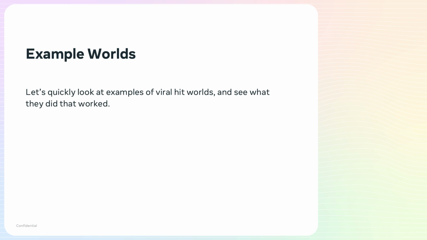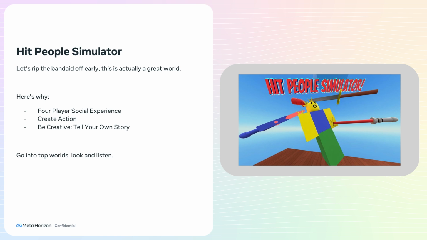So we're going to quickly look at some viral hit worlds and see what they did that worked. And I'm going to prepare you, get a glass of ice to dump on your head, because the first world is Hit People Simulator. I know, we're ripping this Band-Aid off early. This is actually a great world for quite a few reasons. And I think it's very important that we take a look at worlds that are at the top of the menu and understand why these are great worlds, what makes them really successful.